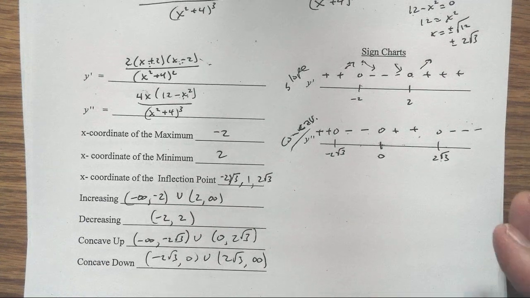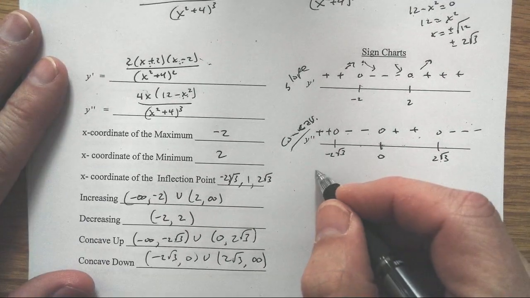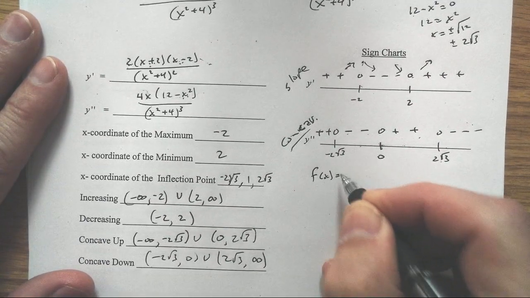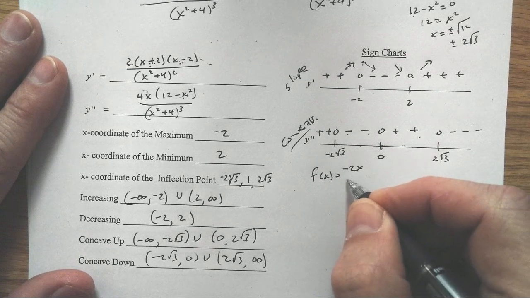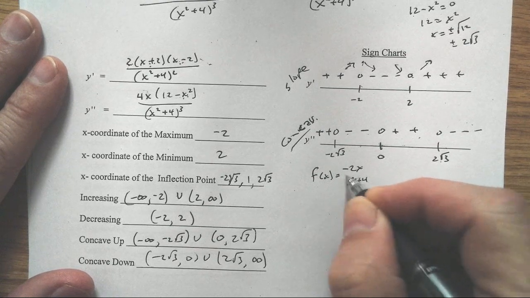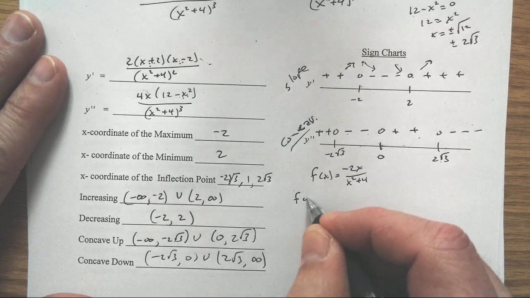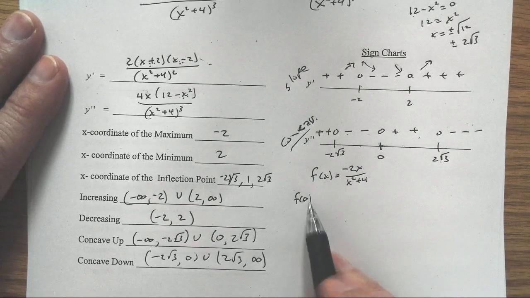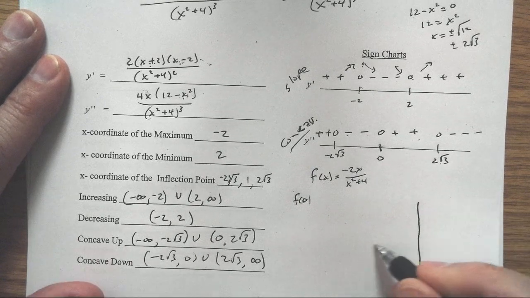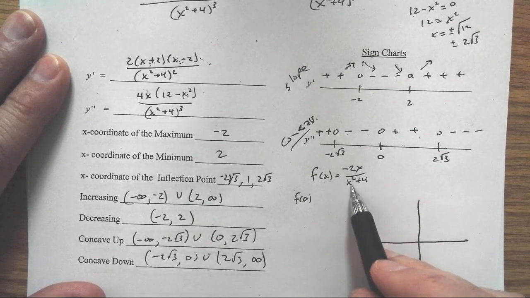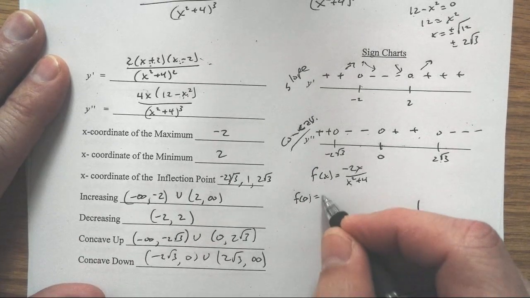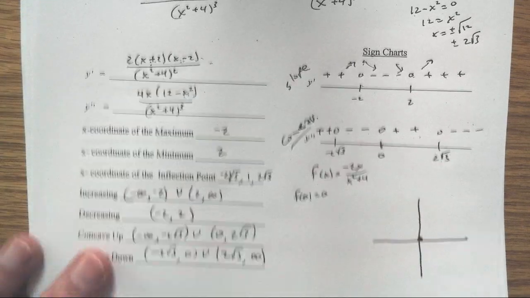Let's see if we can interpret this graph. I'm going to rewrite the function right here. f of x equals negative 2x over x squared plus 4. I'm going to learn three things here from plotting points in. f of 0. Why f of 0? Because it's really easy. f of 0 gives me 0 over 4, which is 0. Got a point right there.